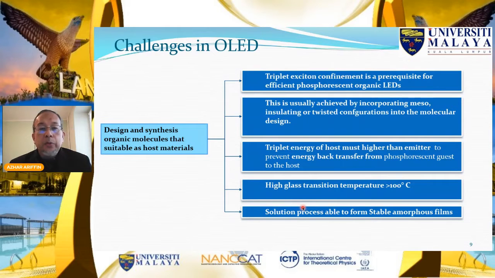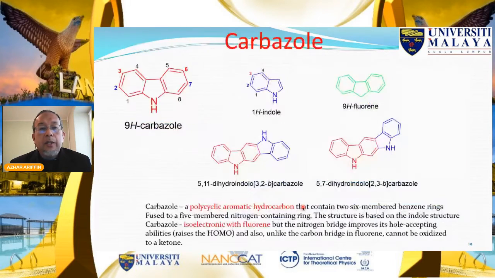In my research, we are focusing on the design and synthesis of organic molecules that are suitable as OLED candidates. We chose carbazole as our structure or framework in our research. So this is the structure of carbazole. Carbazole is a polycyclic aromatic hydrocarbon that contains two 6-membered rings fused to a 5-membered nitrogen-containing ring.